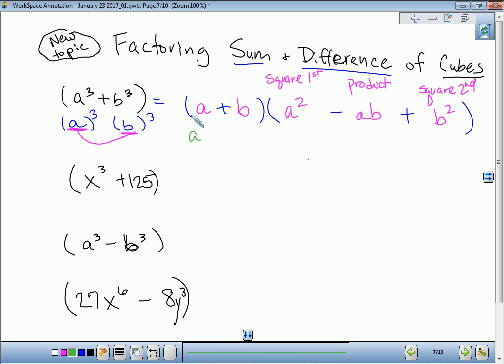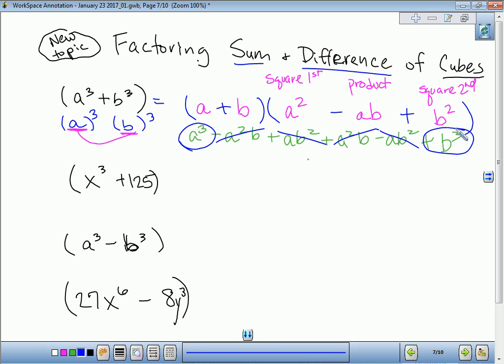So let me prove to you, if I were to distribute the A back through, I get A cubed minus A squared B plus AB squared. And then I distribute the B through, I get A squared B minus AB squared plus B to the third. Now, what happens? This cancels with this, and then this cancels with that, and I'm just left with A cubed plus B cubed. Is that what I started with? See? Okay, so that shows that it works.